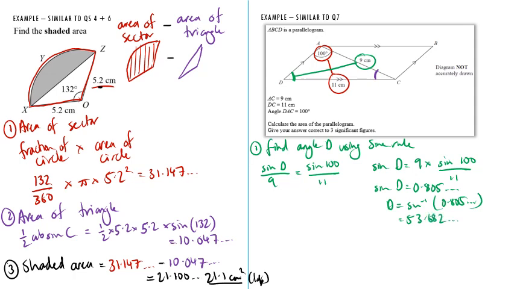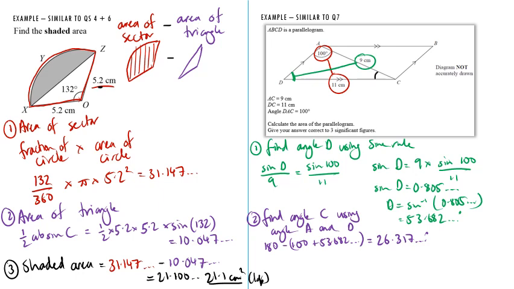Now we know this, we can use it to find the angle here at C. And now we know this angle here at C, we know the length of the sides at either side. We can now calculate the area of the triangle.